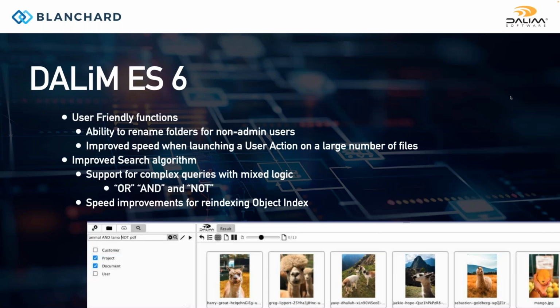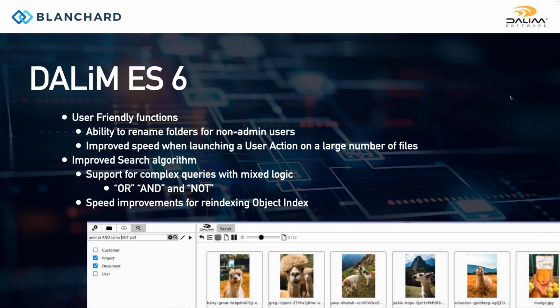In ES6, they're still looking at improving things, even though Fusion is out there, getting ready to be available to everyone. They know it's going to take time to get all of the features built into Fusion, and it's going to take people a long time to actually migrate as they get the features that they need. They're still working on the ES interface, so they built some, what they call, user-friendly functions. So now you don't have to be an admin user to rename folders in the interface as long as you're given that permission. You used to have to be an admin level user to do that.